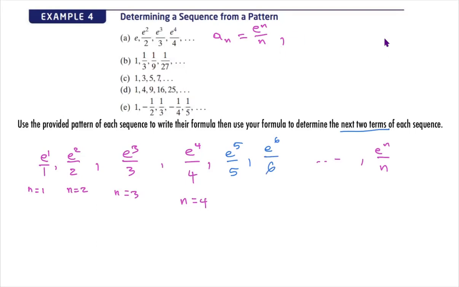So we found the pattern, and we found the general term, and we also found the formula. We found the formula, and also we found the next two terms for the first one. So that was A.